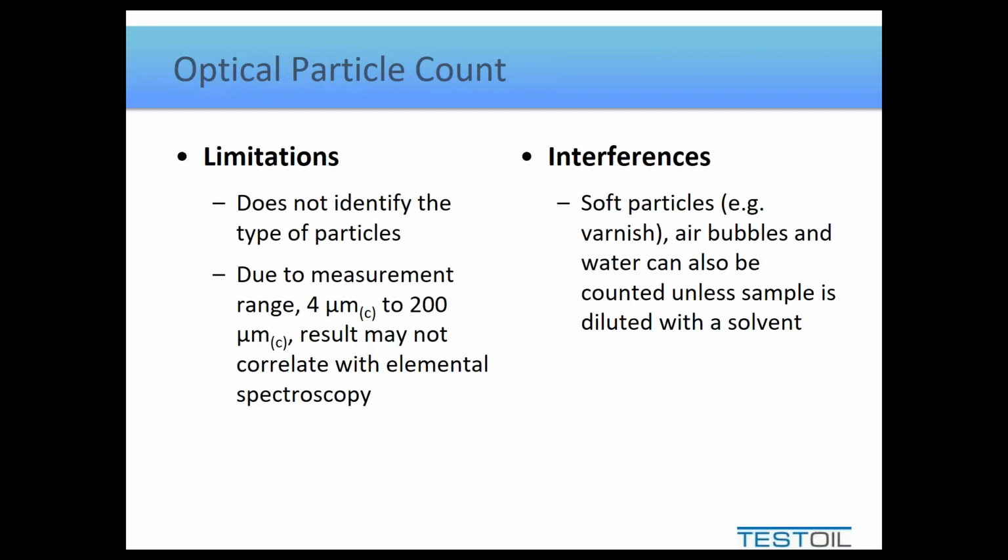Now, with optical particle counting, because it is counting shadows, it should be noted as an interference: anything that creates a shadow will also be counted. So I've listed here soft particles, meaning any of the insolubles, the stuff that eventually becomes varnish, as an example. Air bubbles and water molecules can all be counted. Generally speaking, in a laboratory environment, we will dilute and sonicate or vacuum your samples to remove these effects. However, on-site or inline particle counting doesn't do this. So that's why most on-site or inline particle counting tends to skew higher than laboratory results.